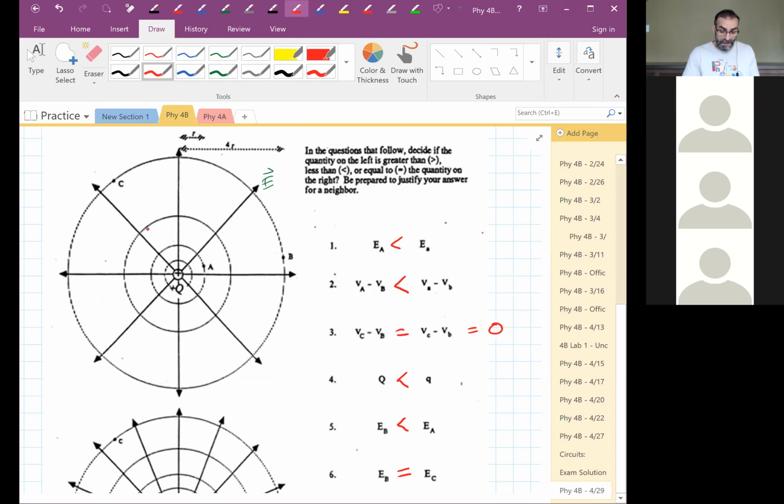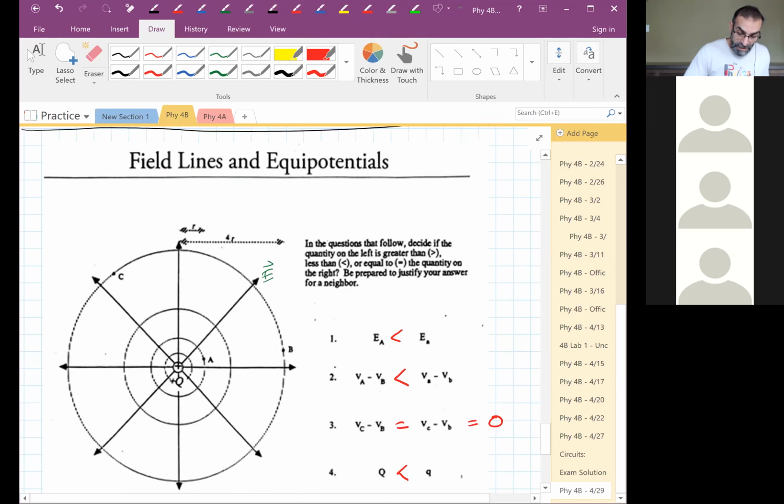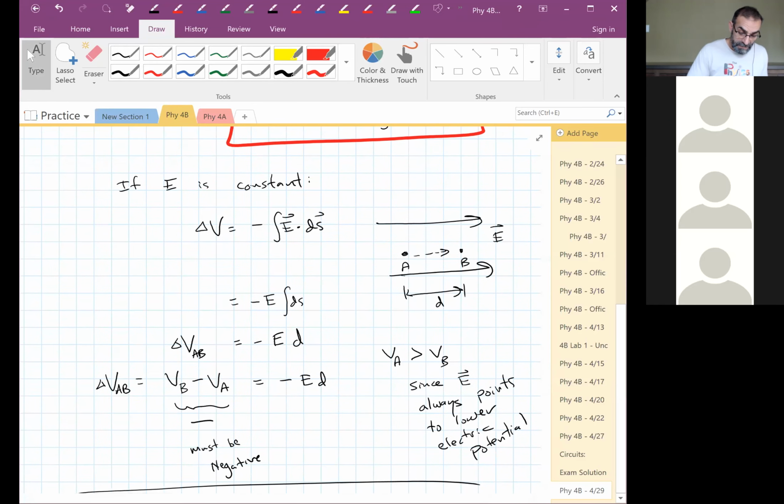Number 2. Yeah, remember the delta V. Delta V is the integral of E dot ds, right? And if the E is constant, it's just the electric field times the distance. So if the distance is the same in 2 cases, and in one case the electric field is bigger, you're going to get a bigger delta V, right? I know the electric field is not constant, but it's the same logic. If you're integrating over the same distance, over the same path, and one electric field is bigger than the other one, then the integral of E dot ds is going to be bigger in that case.